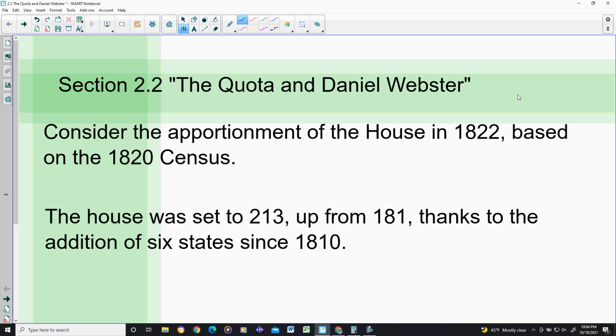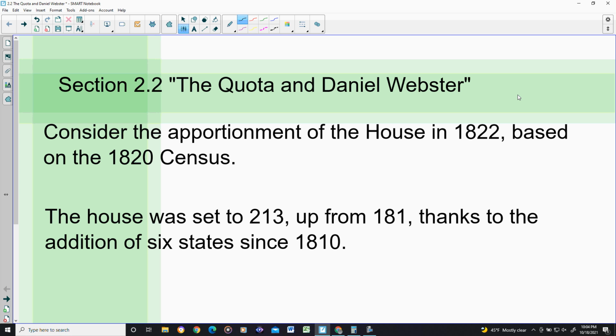Let's take a look at the 1820 census. So we are now 3 successful apportionments later, and we are getting ready for a fourth in 1822. The house size is set to 213, up from 181.